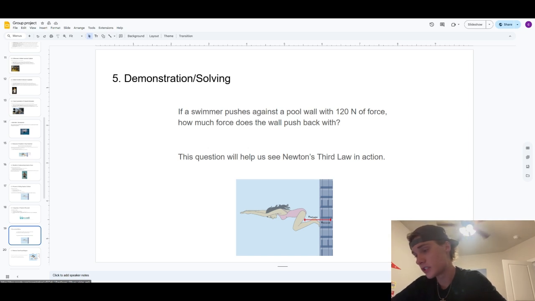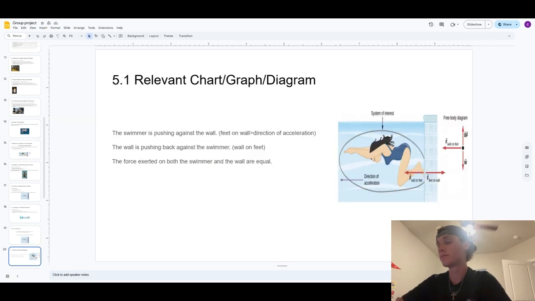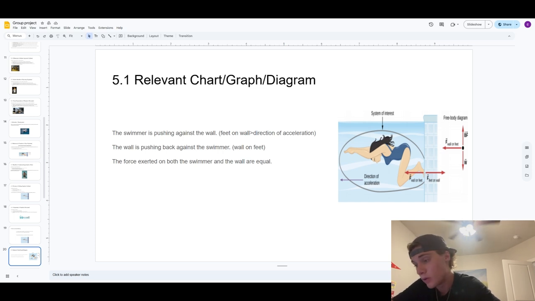Go to section 5. Demonstration / solving. If a swimmer pushes against a pool wall with 120 newtons of force, how much force does the wall push back with? This question helps us see Newton's third law in action. 5.1, the relevant chart and graph diagram. The swimmer is pushing up against the wall. Feet on the wall is greater than the direction of the acceleration. The wall is pushing back on the swimmer, wall on feet. The force exerted both on the swimmer and the wall are equal.